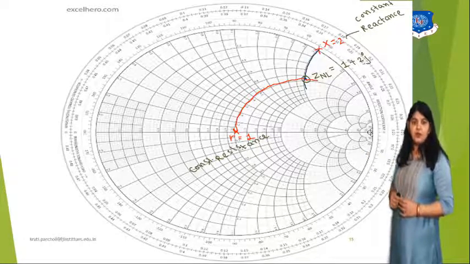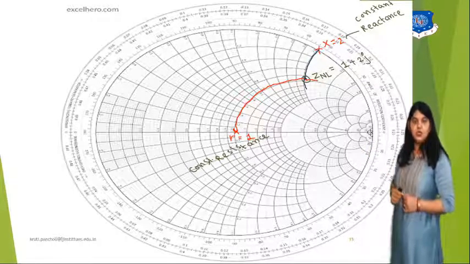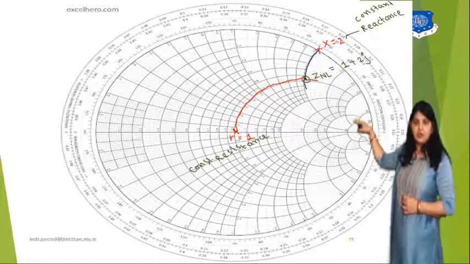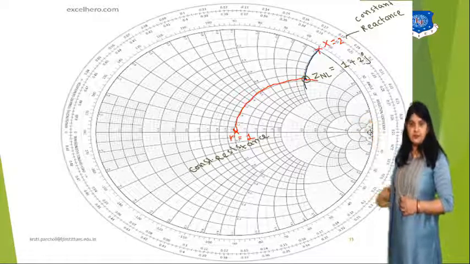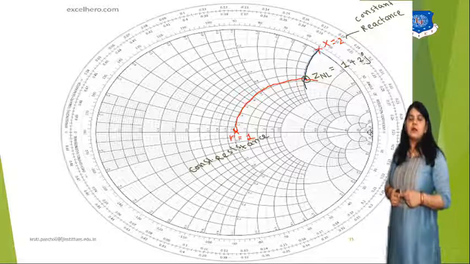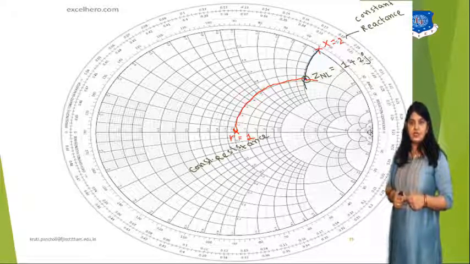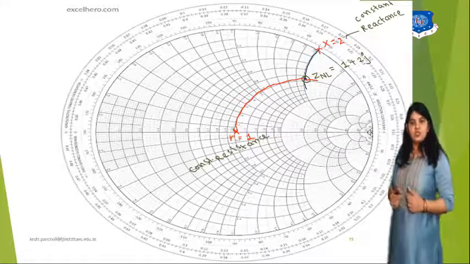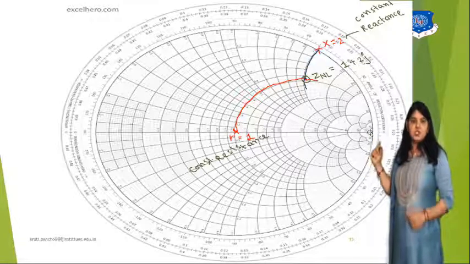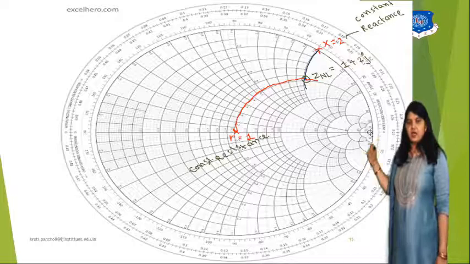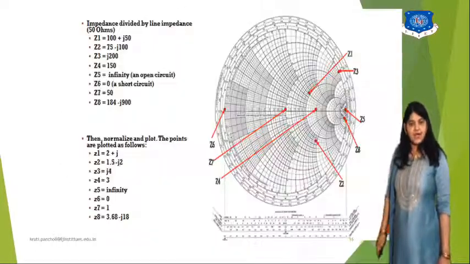So how can we do it? R is equal to 1, and you need to look at the other value, 2, on the reactance part. Wherever these two lines intersect, that point is the impedance value. So the constant reactance value X is equal to 2 and the constant resistance value R is equal to 1. This way we can plot the value onto the graph paper.